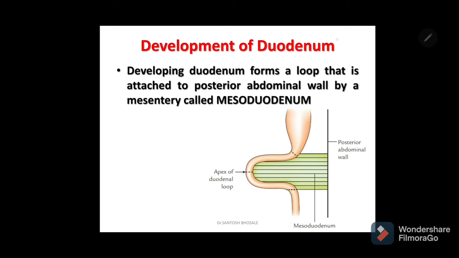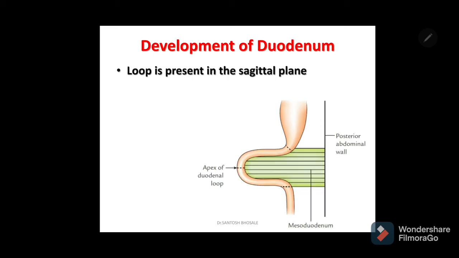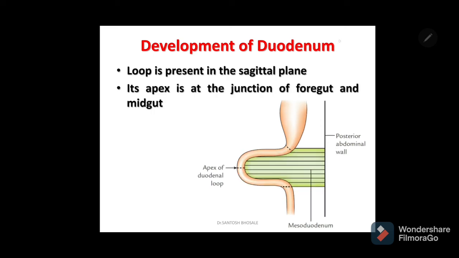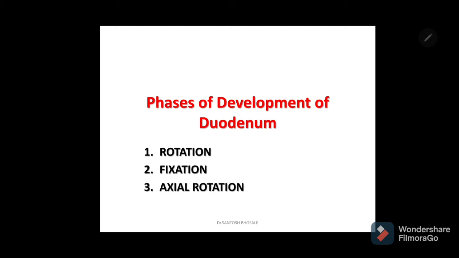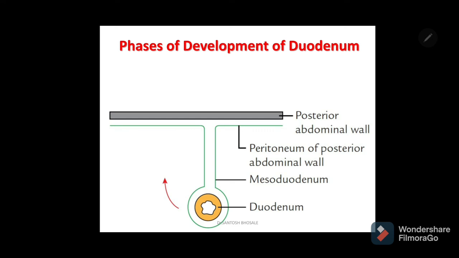So during development, the duodenum is in the form of a primitive duodenal loop in the sagittal plane or in the median plane, suspended by the dorsal mesentery. Now it is called the dorsal mesoduodenum. As I told you, the loop is in the sagittal plane. The apex is formed by the junction between the foregut and midgut. And there are three phases in the development of duodenum, that is rotation, fixation, and axial rotation.